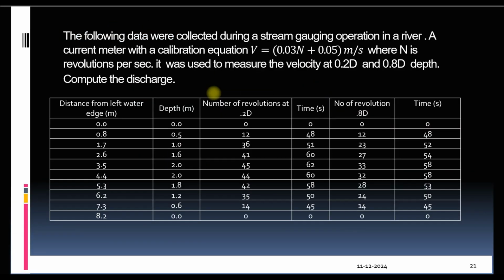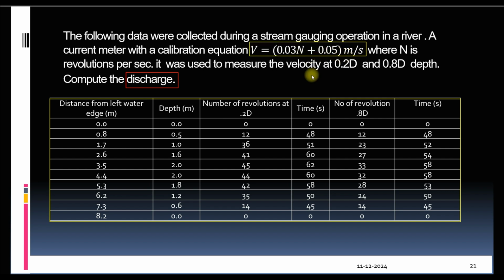Let's do one example. We need to find the discharge for this data. Here the stream profile and current meter locations, as well as revolutions with time, are given. The calibration equation of the current meter is also given as V is equal to 0.03 N plus 0.05 meters per second, where N is revolutions per second. It was used to measure velocity at 0.2 D and 0.8 D as per the given data.